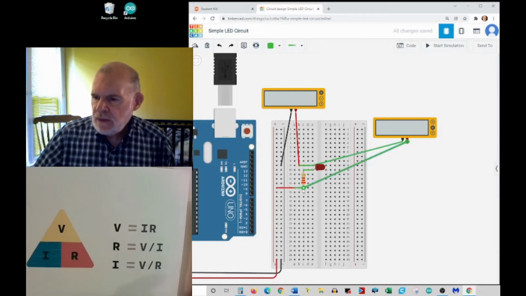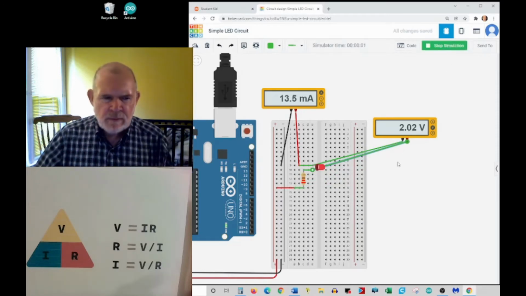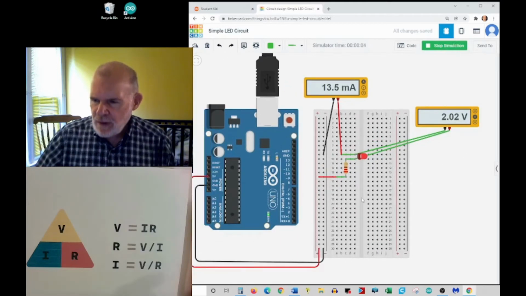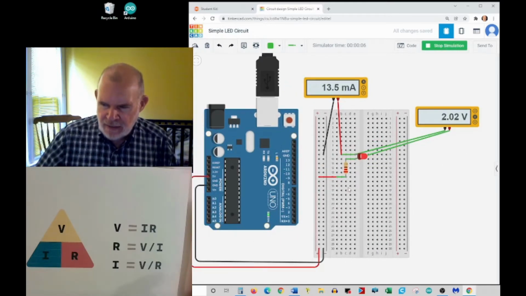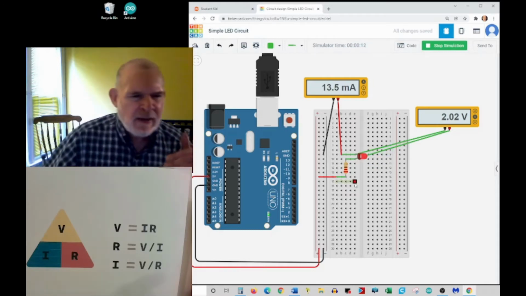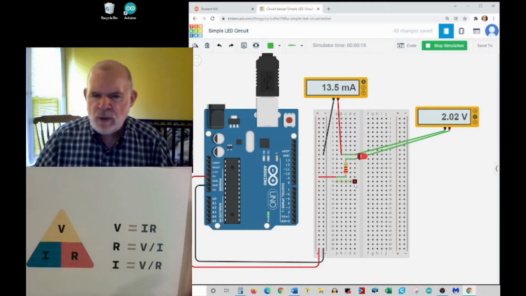And the voltage across the LED, or the voltage drop in the LED, in this case is about 2 volts. So notice that the overall voltage was 5, but the voltage drop here was 2 and in here was 3, so the 2 plus 3 add up to 5. So the voltages throughout the series circuit add up to the total.